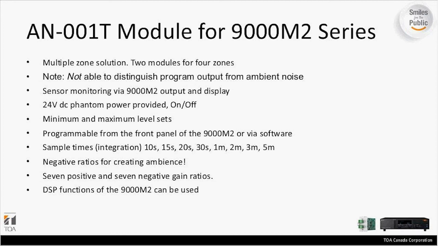One of the things that we want to keep in mind as well is that the AN001T is different than the DPL2 in that it's not able to distinguish program output from ambient noise. So in other words, it senses absolutely everything and measures it accordingly. And so the sensor microphones then obviously would be strategically placed so they wouldn't necessarily pick up the program music or paging that you are putting into the environment. So be very cautious of where you put those microphones.